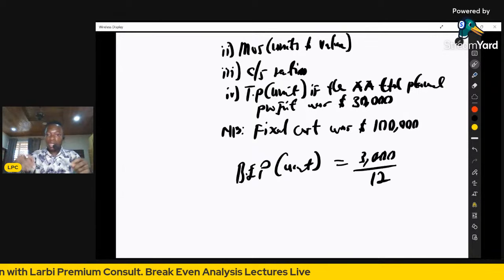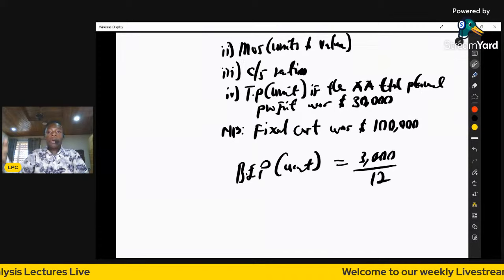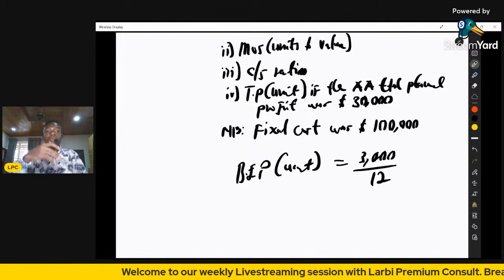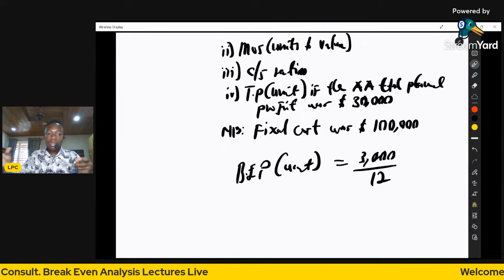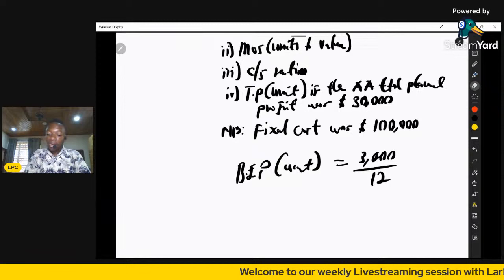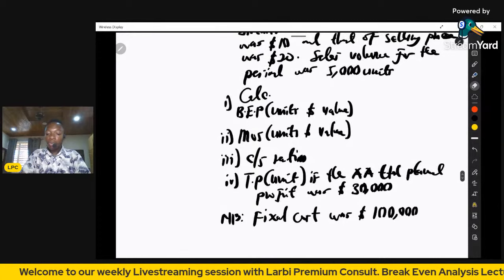This is what I want us to understand going forward, because the examiner can put you on the spot to think how to compute on a monthly, yearly or even weekly basis, or it can be any period at all. Always note the information given in the question and know how to treat it, whether weekly, monthly, yearly, whatever it comes. So let's be guided by this smart tip, because the examiner will bring in those issues to put you on the spot. Let's take note of that.